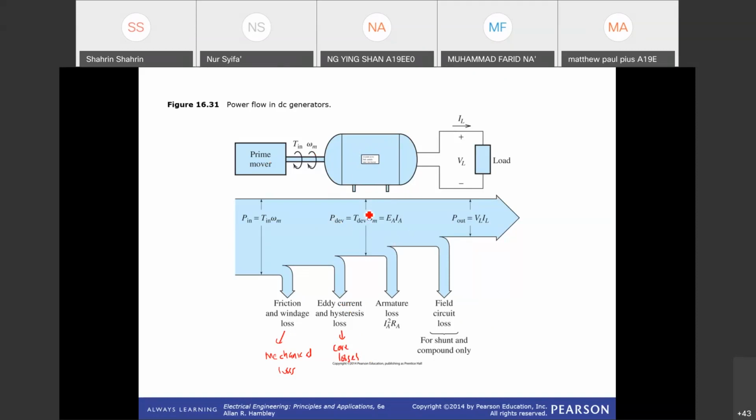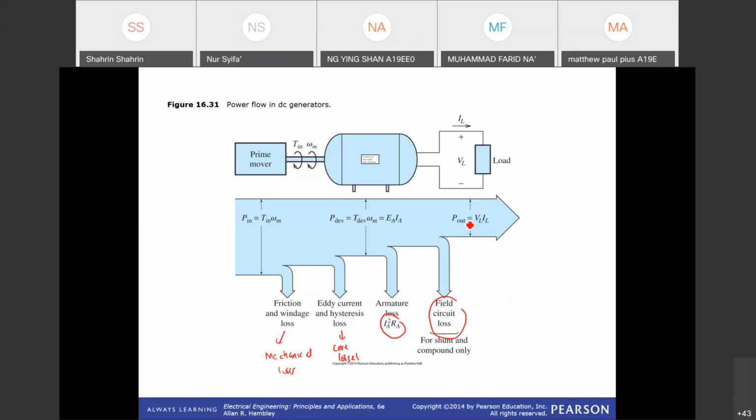the prime mover, which is T developed, the torque developed by the motor, multiplied with the speed omega m. And this is actually equal to the voltage induced, the back EMF induced inside the generator, multiplied with the current induced. And then we have two losses here, which is the armature losses and also field losses. But this field losses is for shunt and compound, meaning that for the separately excited DC motor, we have only one loss, which is the armature losses.